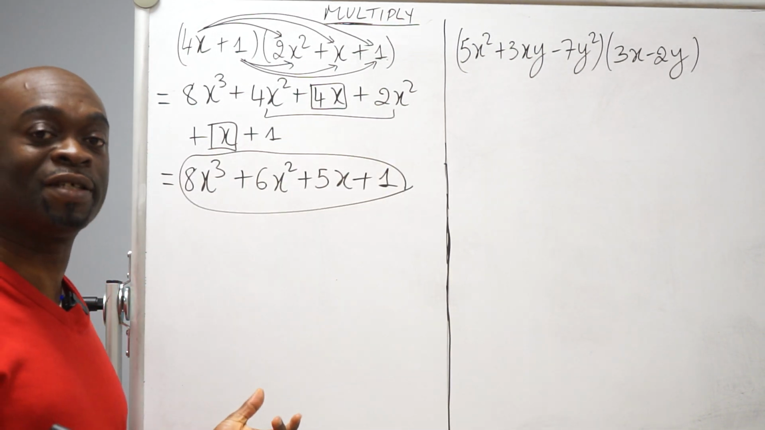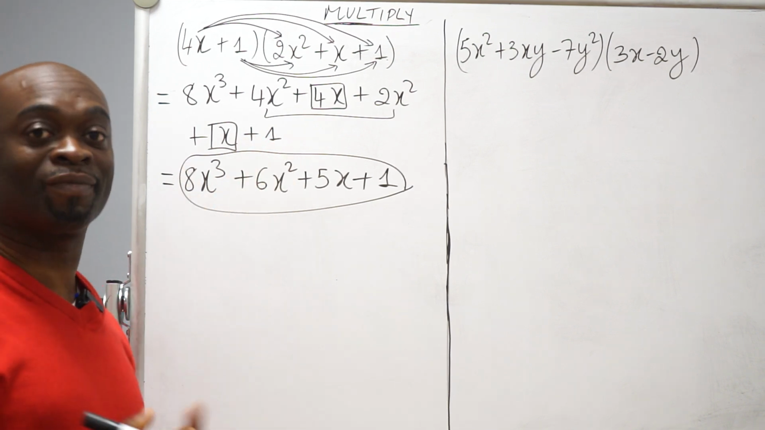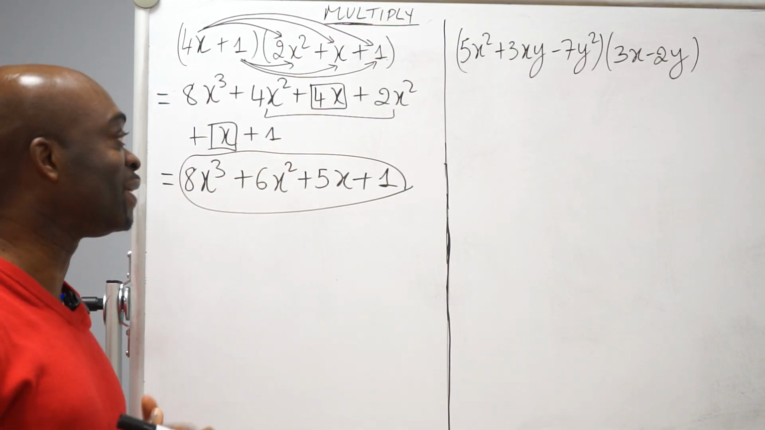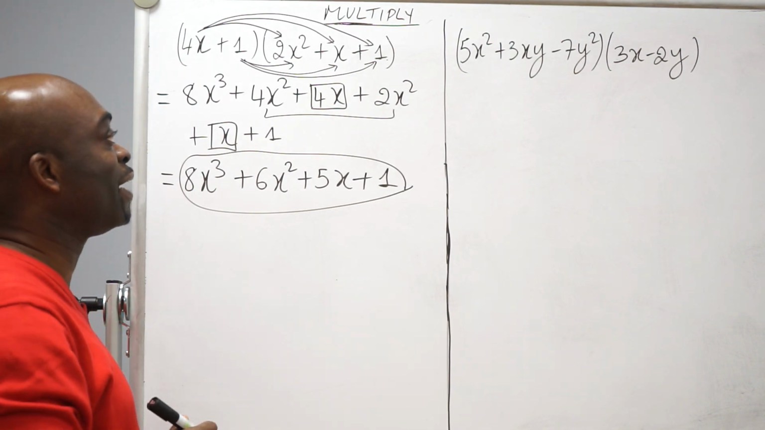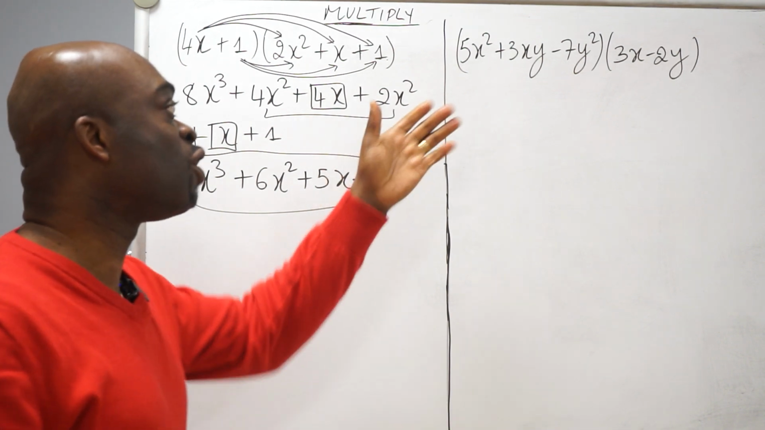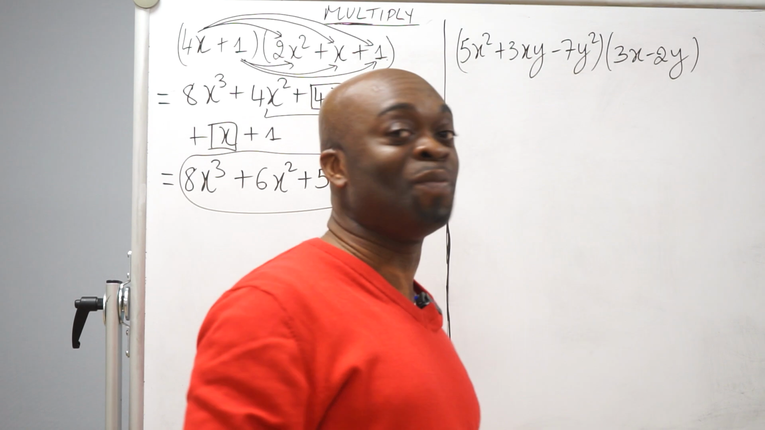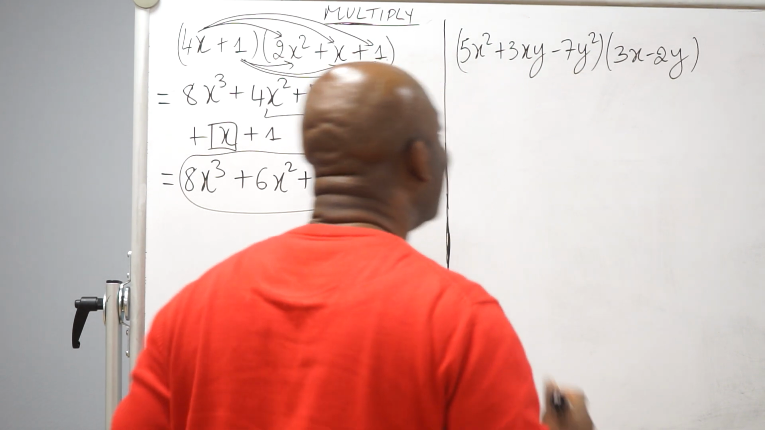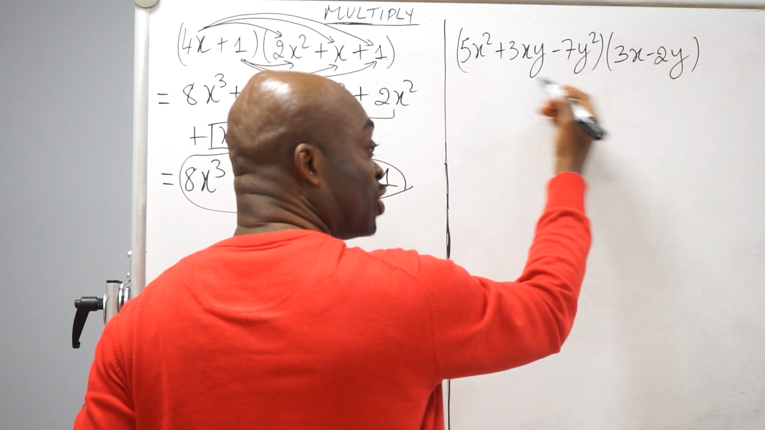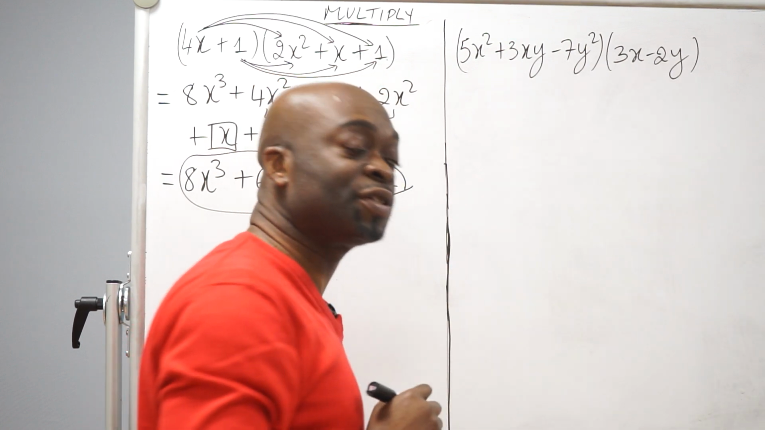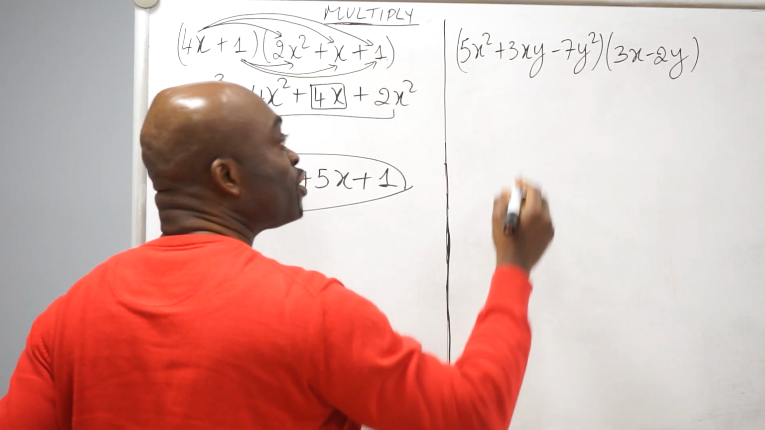So you see how this is? It may look weird, a bit crazy, but it's not. You just have to take your time and then get things done. All right? So that's for the first one. So let's go with the second one, which looks a little more interesting. Okay? So also we have three terms here, which is a trinomial, and two terms here, which is a binomial. So let's go at it.